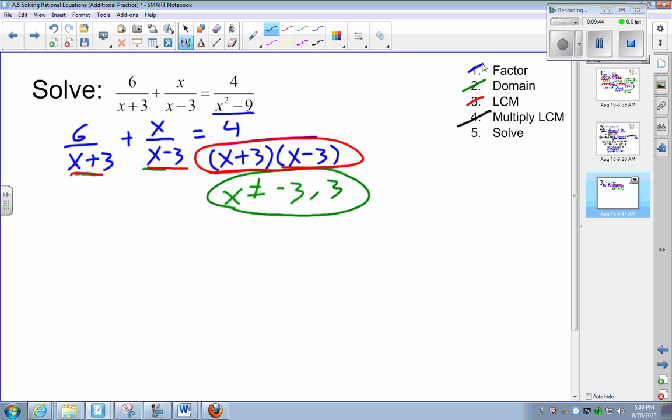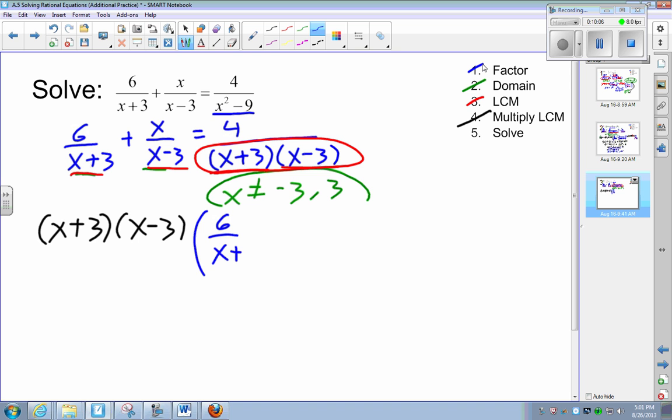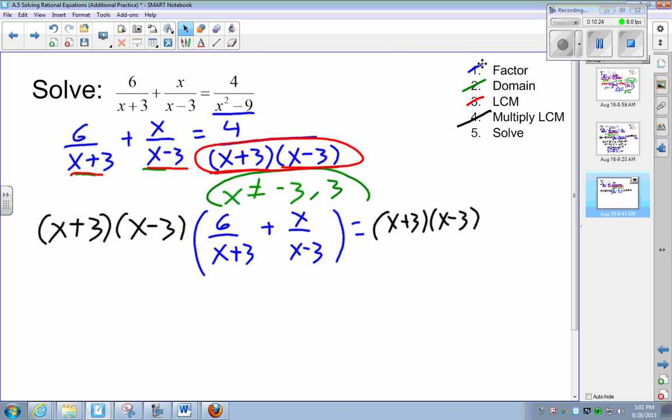So I'd multiply by the least common multiple. So we're going to get x plus 3, x minus 3, and all that is going to be multiplied by, hold on, make some room, 6 over x plus 3 plus x over x minus 3 is equal to x plus 3, x minus 3 times 4 all over x plus 3, x minus 3. All right, and right away, you see that these guys cancel out.